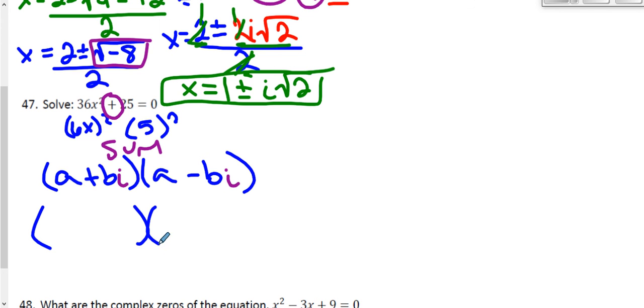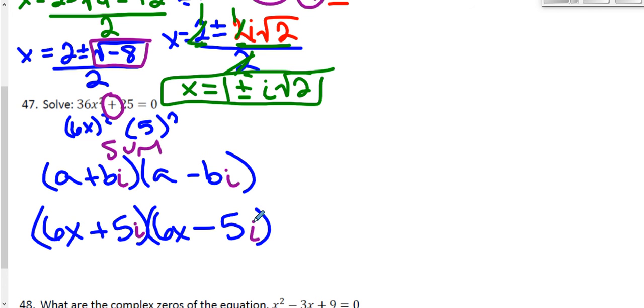We have this guy here. My a term is 6x. My b term is 5. I have a plus and I have a minus, and all I have to do is put i here, and I'm done factoring. It is asking me to solve, so I do have to set these equal to 0 to solve. So I have 6x plus 5i equals 0.